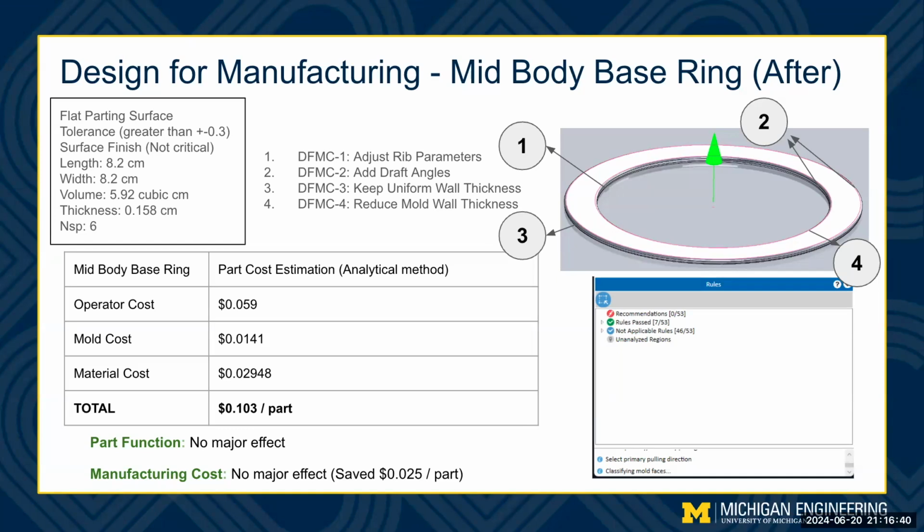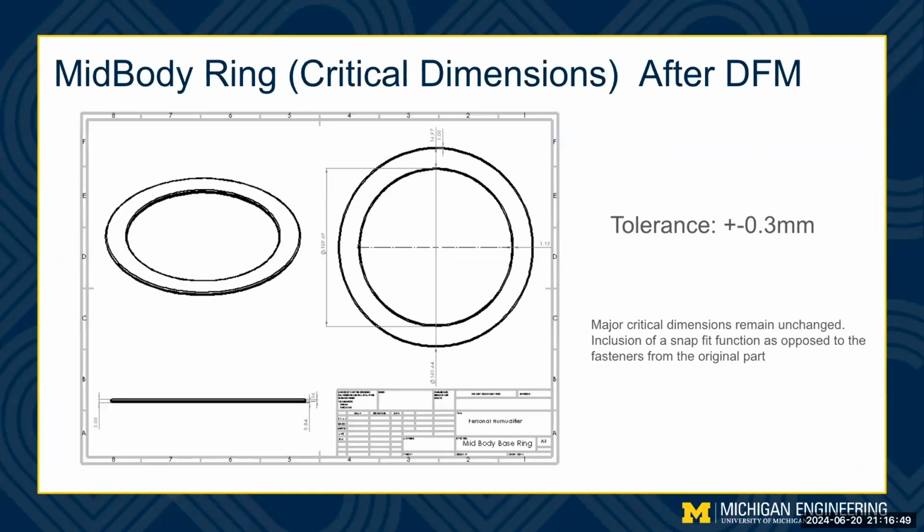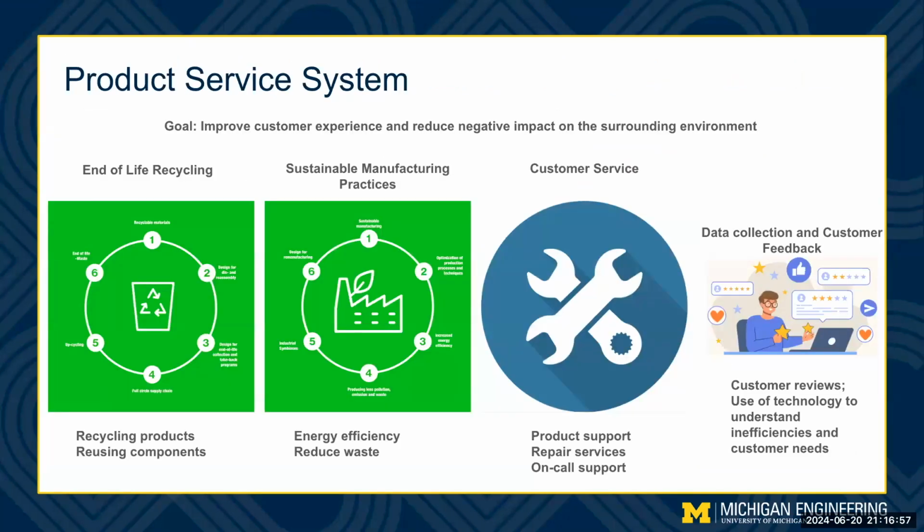There was no major effect to the part function and a slight change, but not much effect to the manufacturing cost with a reduction of $0.025. There were no major changes to the critical dimensions of the part, just the addition of a snap fit instead of the fasteners. In terms of our product service system, our goal was to improve customer service experience and reduce the negative impact on the surrounding environment.